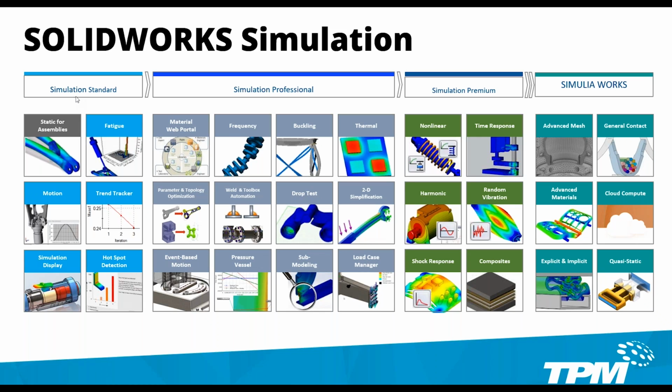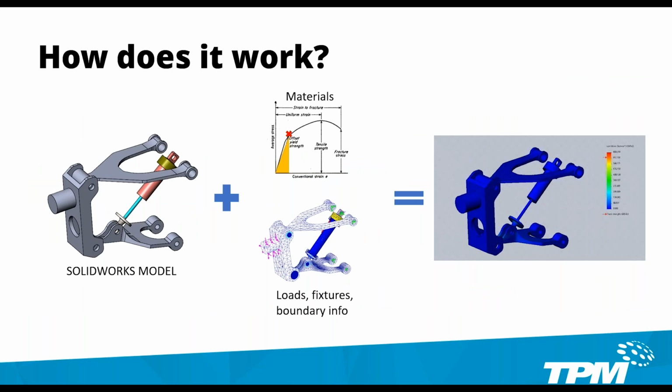Now, we have a whole plethora of other things that we can simulate in other packages, but 80% of our customers only need this first box right here, standard validation tools for static assemblies. Let's break this down a little bit more. These tools are fully embedded within SOLIDWORKS. We always start with a SOLIDWORKS model to predict the performance of the design by adding material, fixtures, loads, and boundary information that emulates a real-life environment for the assembly.